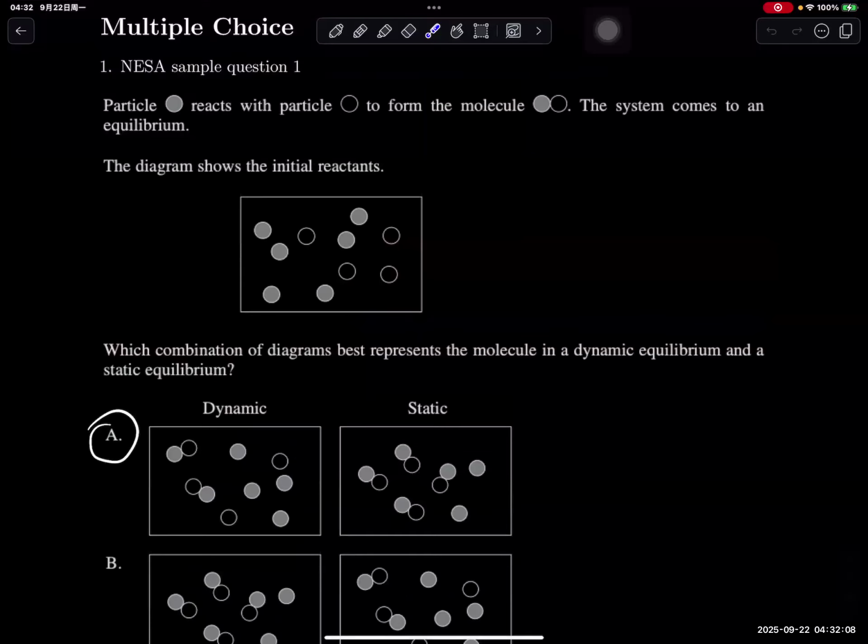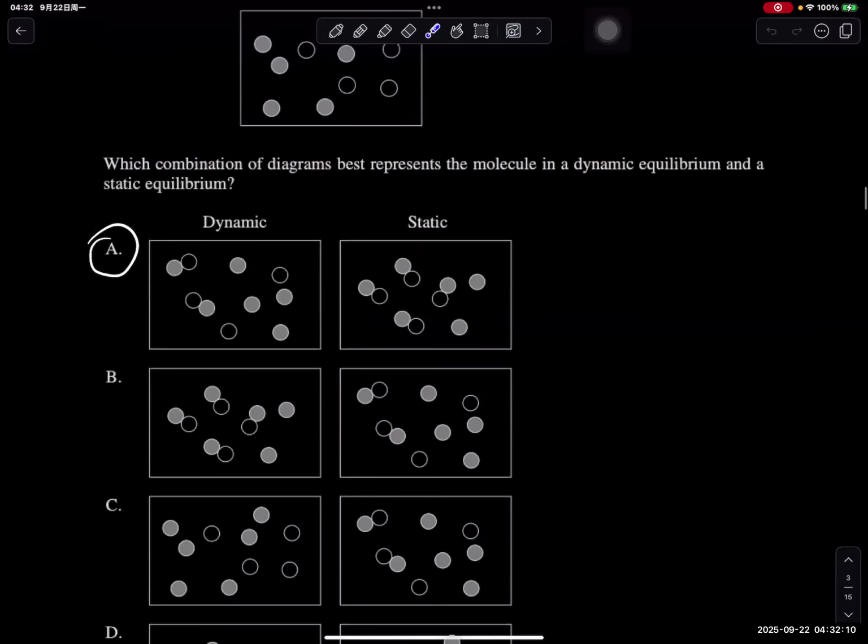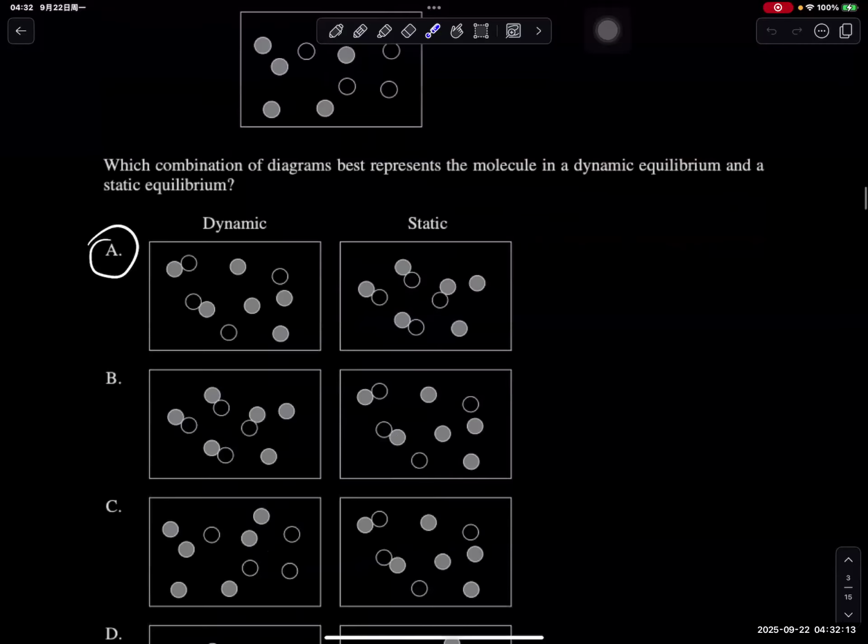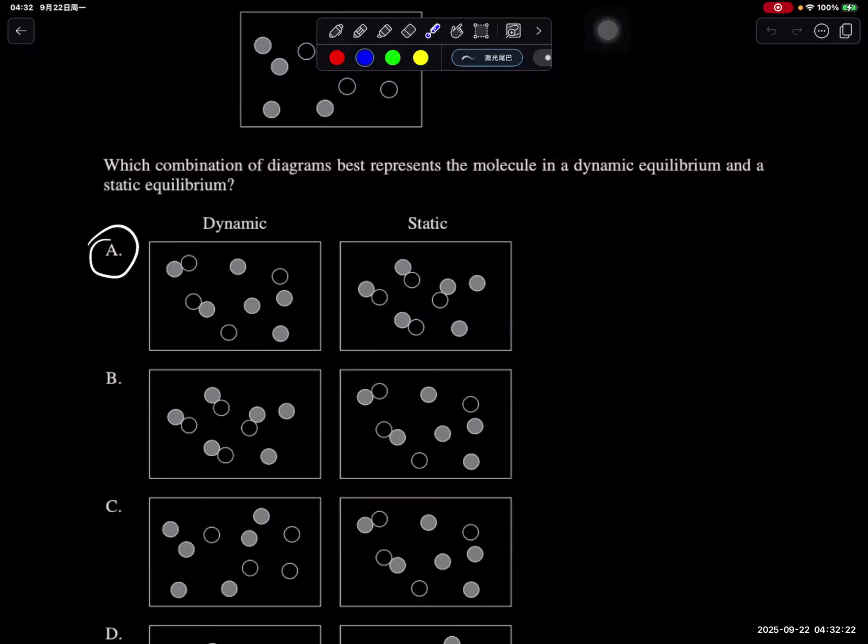So the choice will be A, right? It's asked me to choose the correct answer, which shows dynamic and static equilibrium accurately. So it will be A. The reason being that dynamic equilibrium, by definition, has forward and reverse reactions happening at the same rate. It must be A because you have a forward reaction, which means you go from the separated atoms into the combined atoms, and you could also go from the combined atom into the separated atoms.